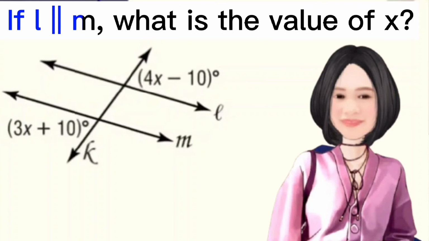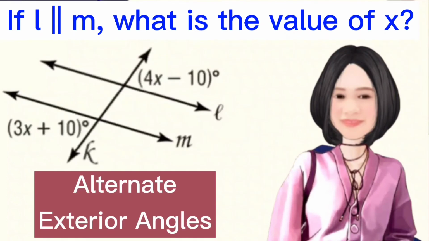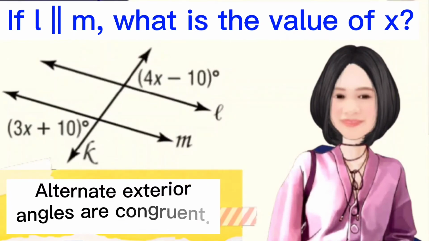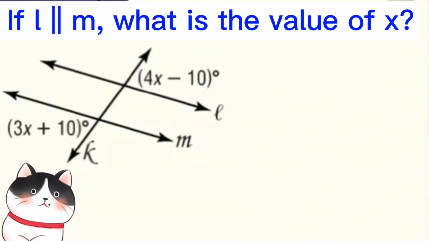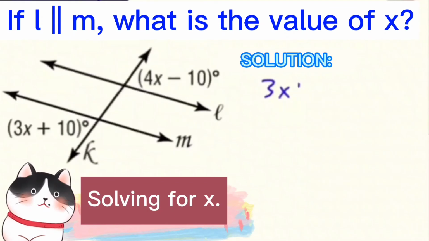If line L is parallel to line M, what is the value of X? Based on the given conditions, the angle relation is alternate exterior angles. Then, we can say that they are congruent. So I would set them equal. I would set 3x plus 10 equal to 4x minus 10.